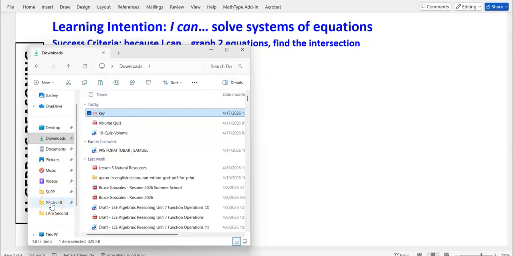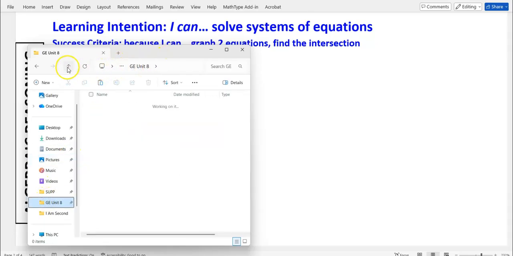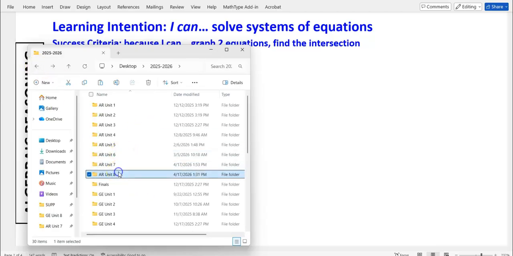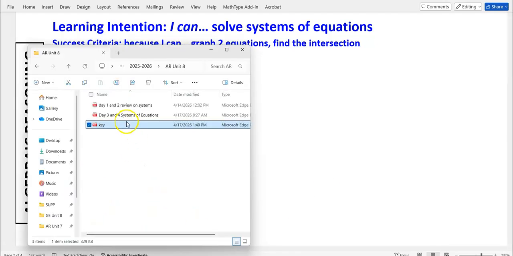Yesterday we did EOC because there was an EOC. We did a warm up like that. I don't remember what it was. Oh, so can I do what? Warm up.